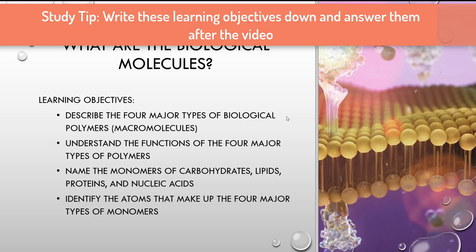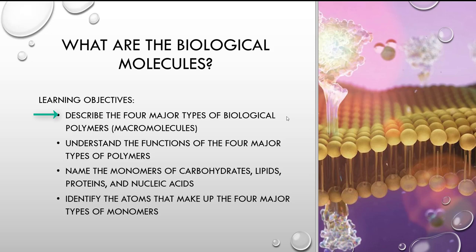By the end of this video, you should be able to describe the 4 major types of biological polymers, which is a fancy word for macromolecules. You should also be able to understand the functions of the 4 major types of polymers, as well as name the monomers of the 4 major types of polymers, which are the carbohydrates, lipids, proteins, and nucleic acids. And then you should be able to identify the atoms that make up the 4 major types of monomers. We're going to delve into some chemistry here as to what makes up these macromolecules of life.